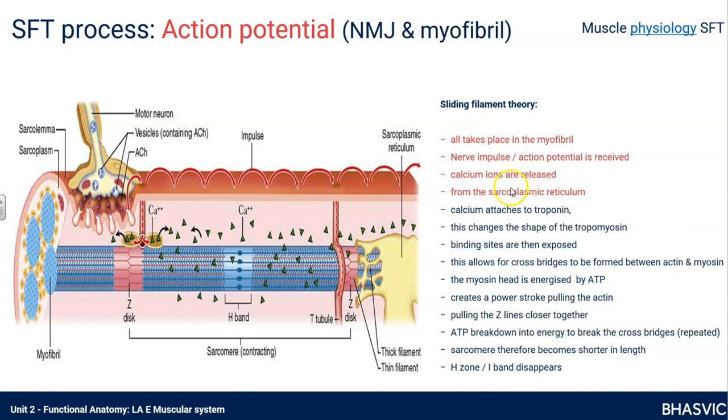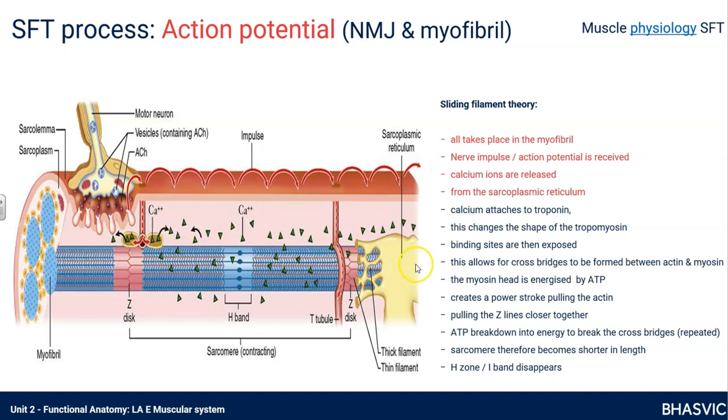And actually, we've talked about this already. So what is the process of the sliding filament theory? Well, first of all, an action potential travels down a motor neuron and is transmitted across the synapse by ACh. The action potential goes down the T tubules and triggers the release of calcium from the sarcoplasmic reticulum, this store of calcium. And this all happens in the myofibril.